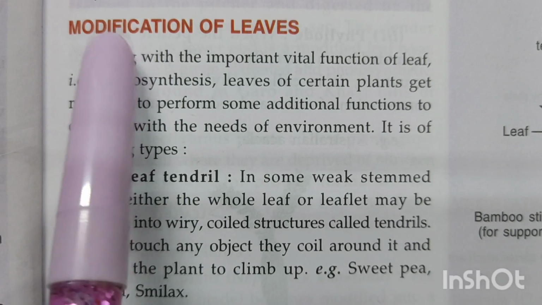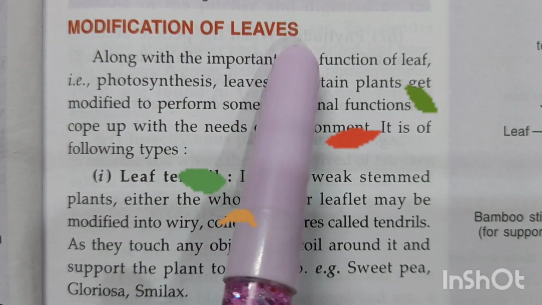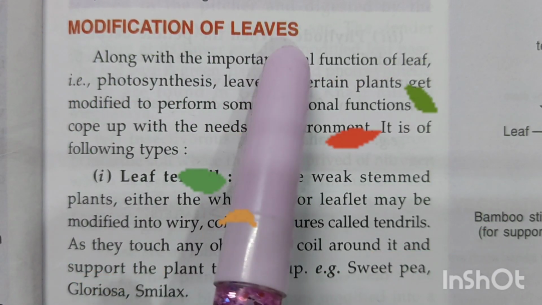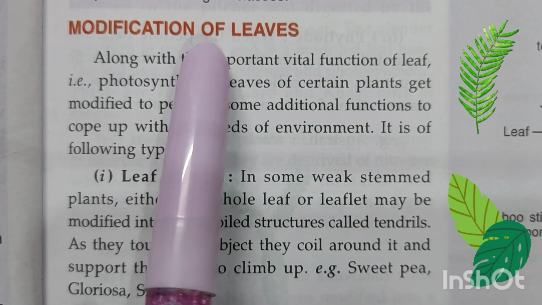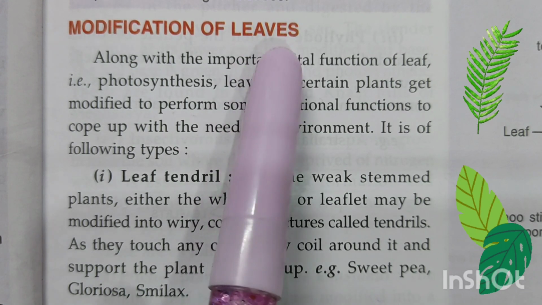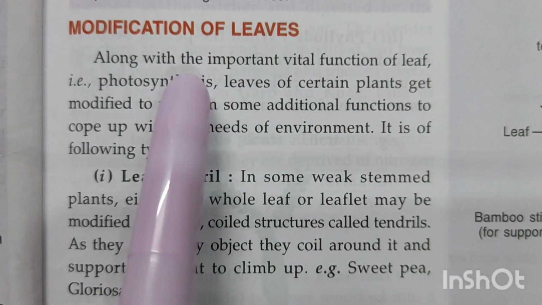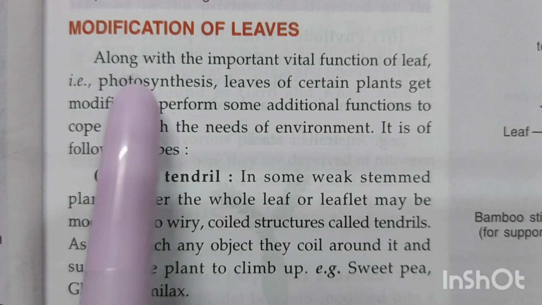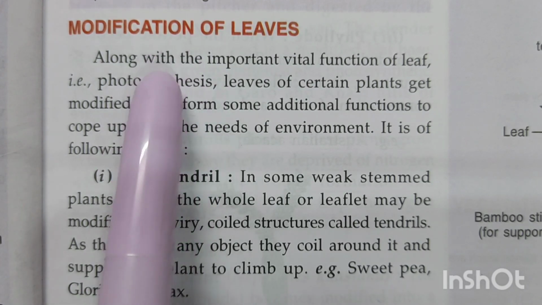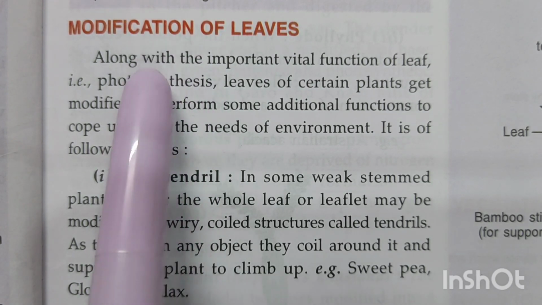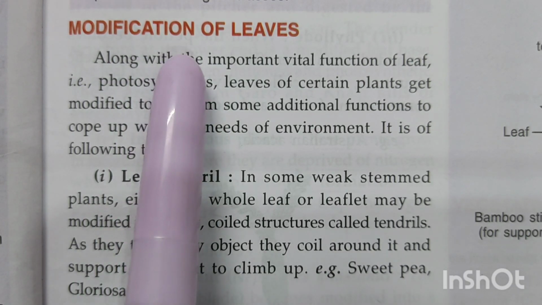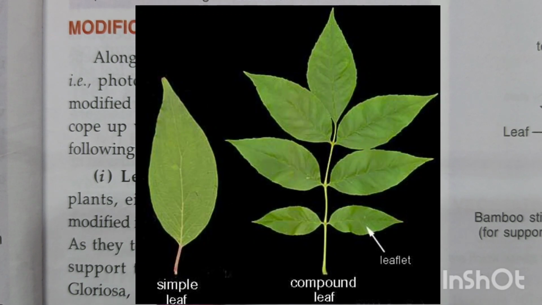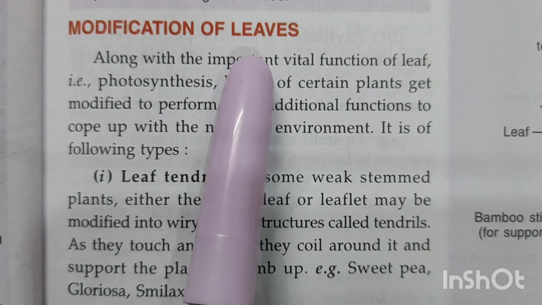Let us begin, children, with the modifications of leaf. Now, modifications means, children, sometimes it happens that the shape, the structure, and even the function of a leaf changes to something else rather than what it used to do. That means in the previous video, children, I had already explained to you that leaf has its particular functions, like photosynthesis, transpiration, exchange of gases, etc.